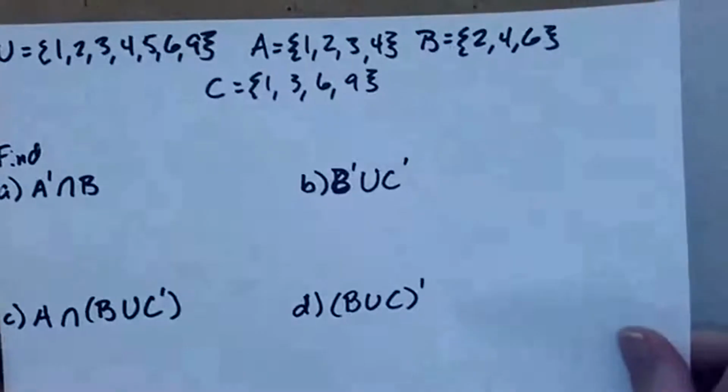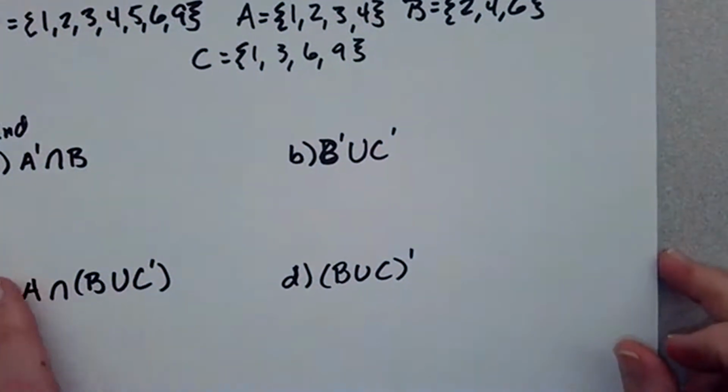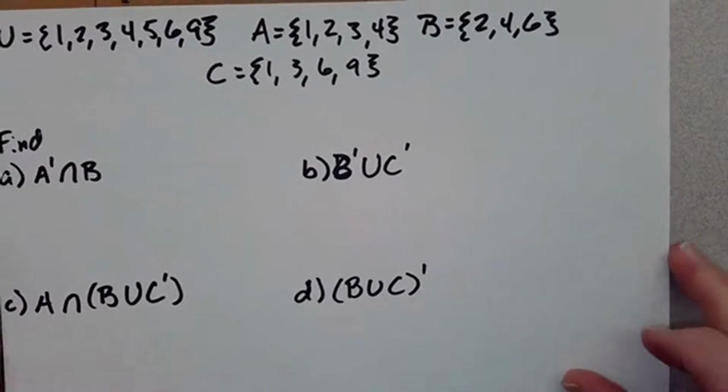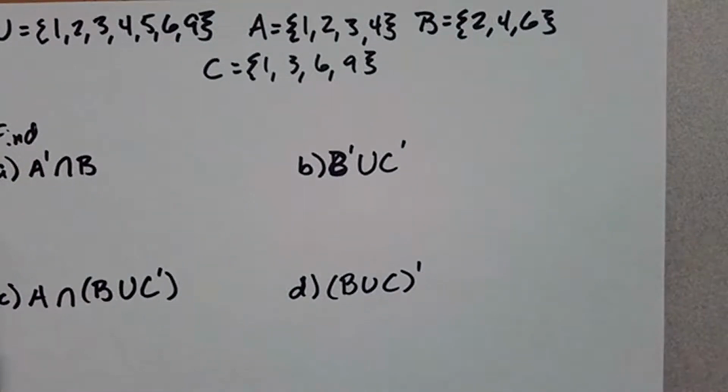Next, we're going to do some more complicated stuff. We've got a universal set that includes the numbers 1, 2, 3, 4, 5, 6, and 9. Set A includes 1, 2, 3, and 4. Set B is 2, 4, and 6. And set C has 1, 3, 6, and 9. And we're asked to find the intersection of the complement of A with B.